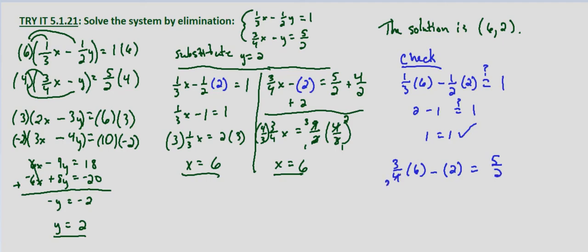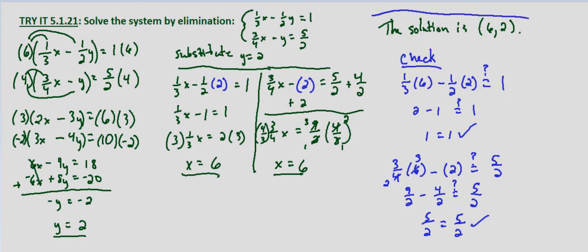So we can simplify this a little. That's 9 halves minus, let's go ahead and make this 4 halves. 4 divided by 2 is 2. Does that equal 5 halves? And we do get 5 halves equals 5 halves, so that verifies our solution as well. So the solution to the system of equations 1/3 x minus 1/2 y equals 1, and 3/4 x minus y equals 5 halves is (6, 2).